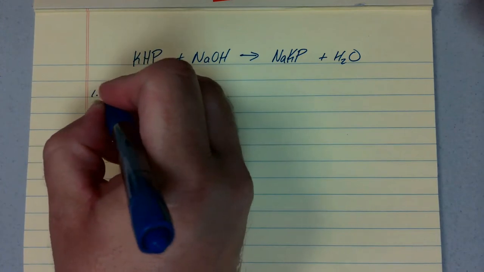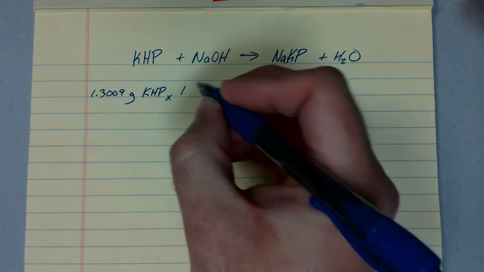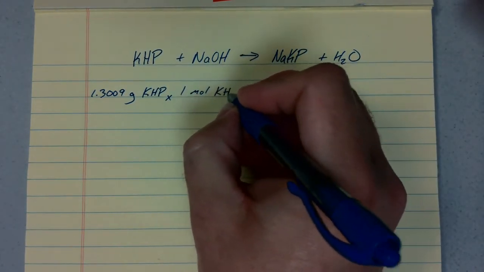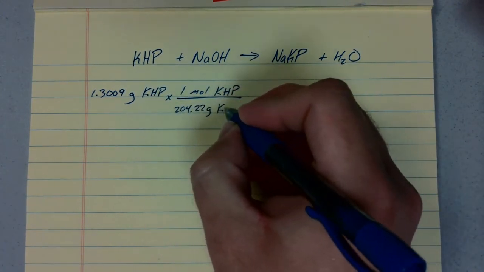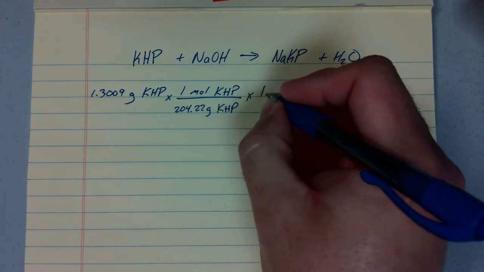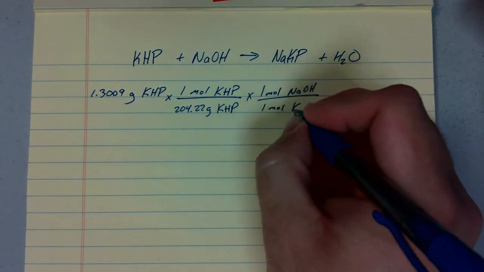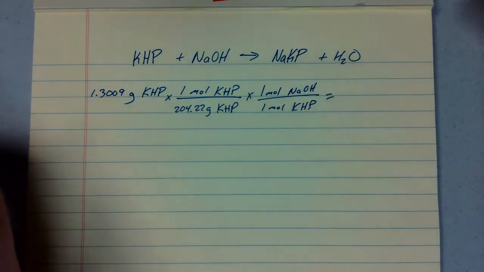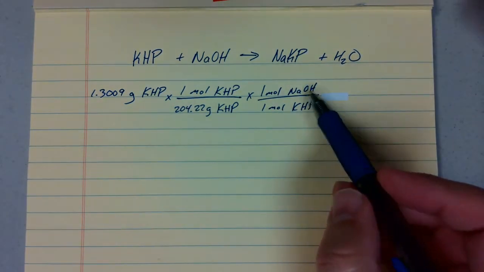So we got 1.3009 grams of KHP. In the problem we were given, we know that the molar mass of KHP is 204.22 grams per mole. So put grams on the bottom so it cancels, and I'll get moles of KHP. Of course, 1 mole of sodium hydroxide reacts with 1 mole of KHP. And I don't really care what this gives us, because it's going to give us moles of sodium hydroxide.